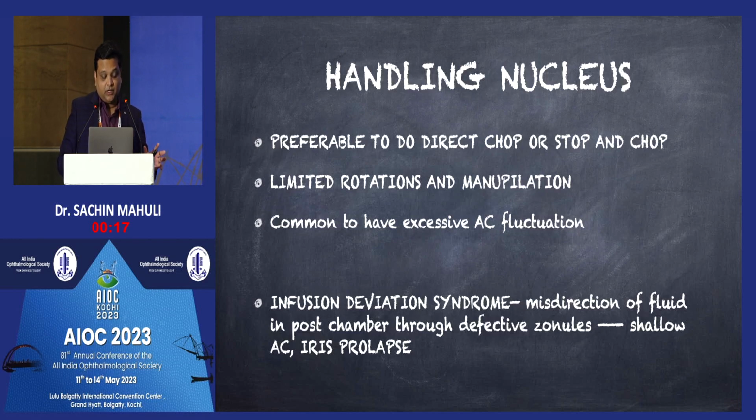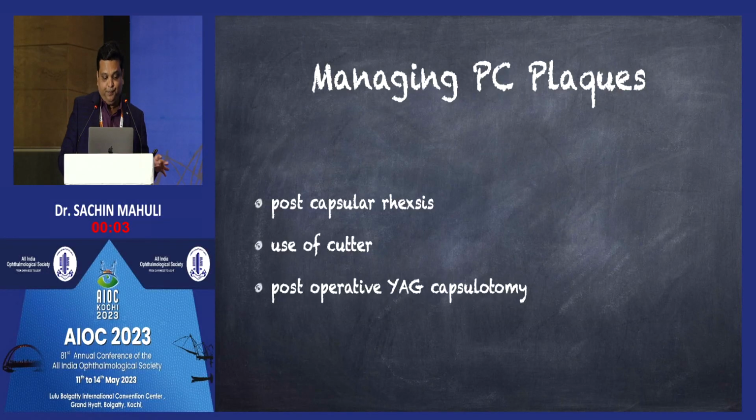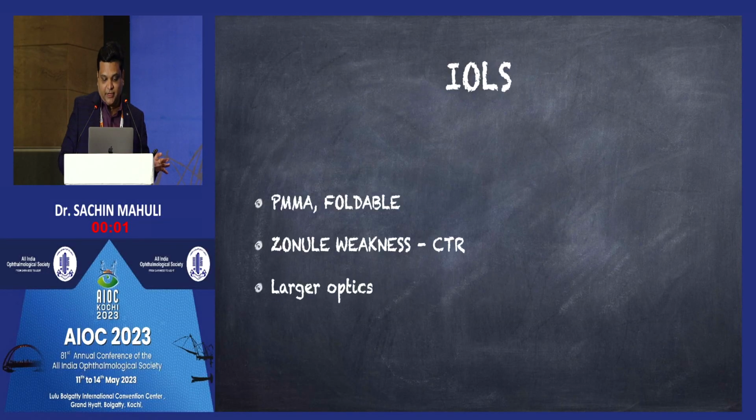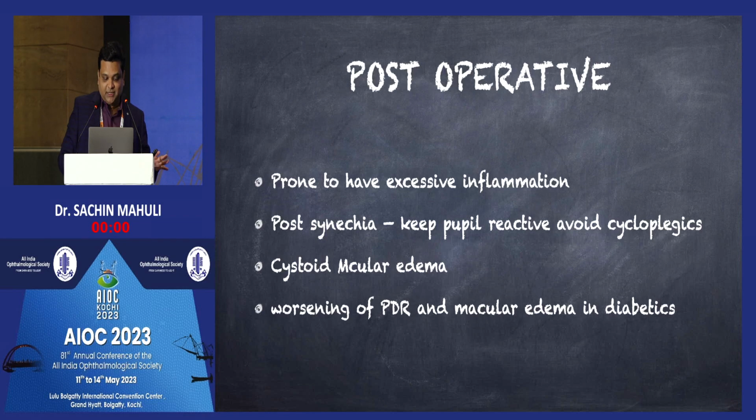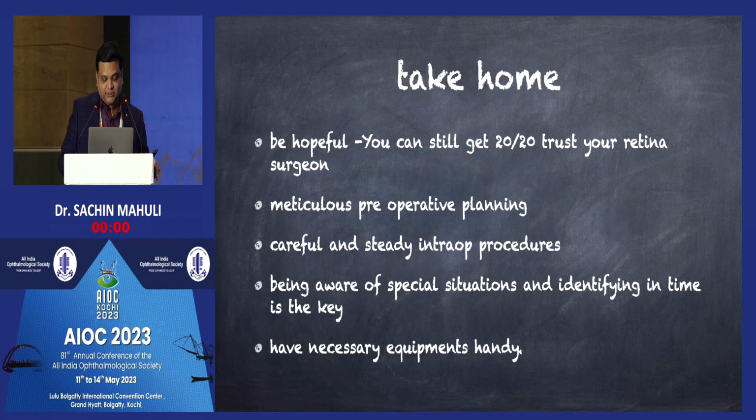Handling the nucleus, one important thing I wanted to mention is something called infusion deviation syndrome, which you should be aware of. If there's a misdirection of the fluid to the posterior chamber, iris prolapse and sudden AC shallowing are common. Managing PC plaques, as already discussed. Postoperatively, these eyes are prone to excessive inflammation, so you need to be prepared with all the problems related to inflammation. Use more steroids. These are the take-home messages.